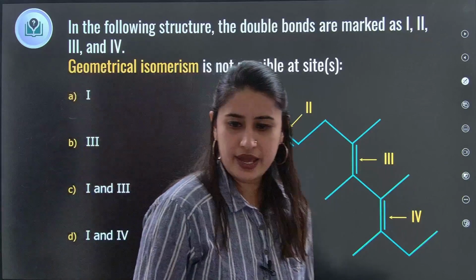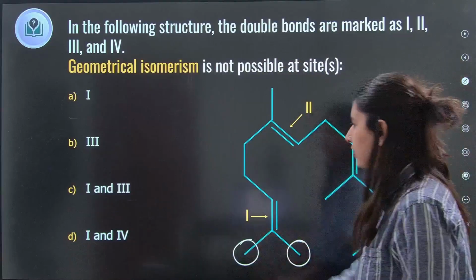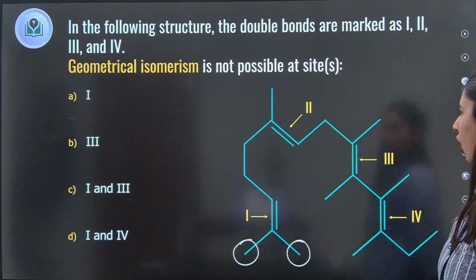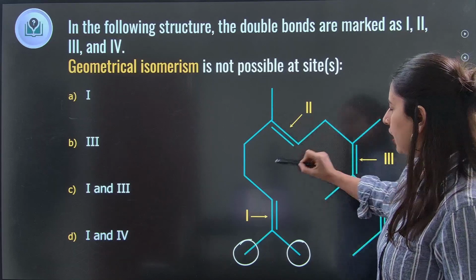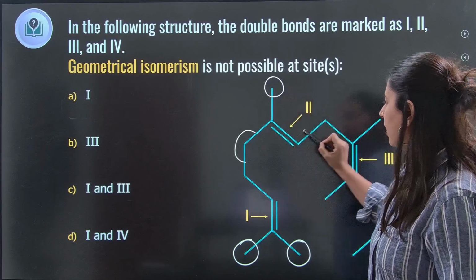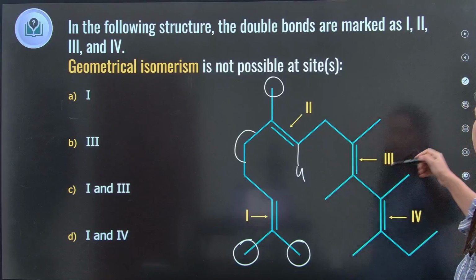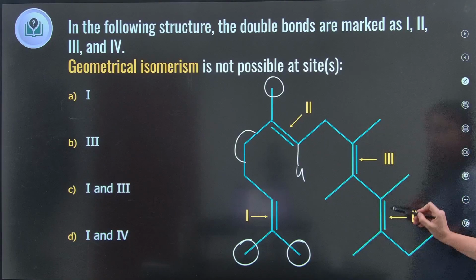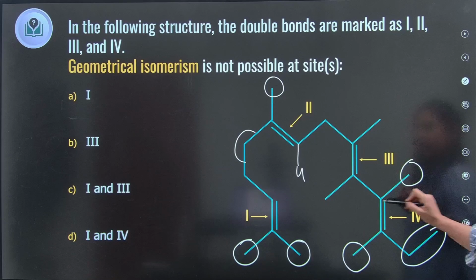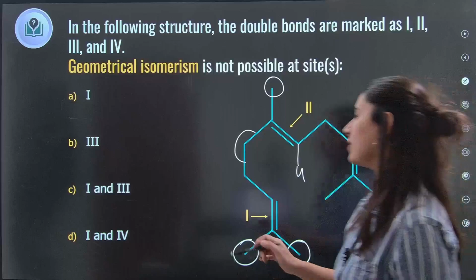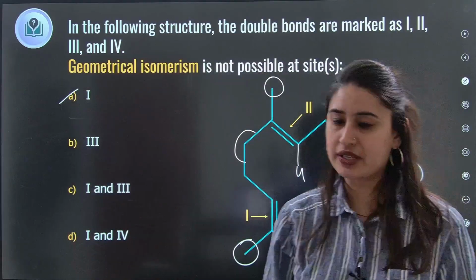A, everybody agrees with A. The moment you see 2-methyl, you know that the first one will not show, but let's check the second site also. You have double bond, different groups here and different groups here. Yes, it can show different groups. Third can also show. Fourth one, interestingly, has ethyl and a methyl different group. Methyl in this whole group, different group. So yes, it's just the first site which is not going to show GI, rest all will.